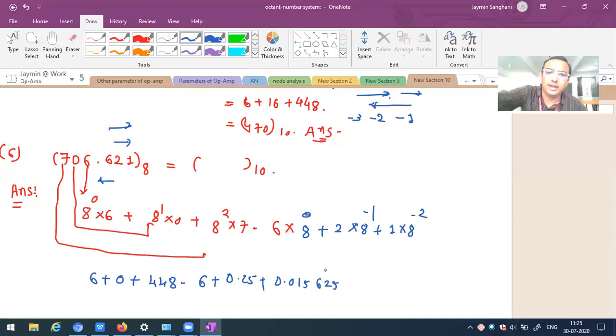So 0.015625 plus 0.25 plus 6, so 0.626. So here the answer is point 626.